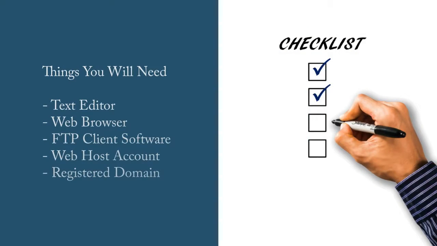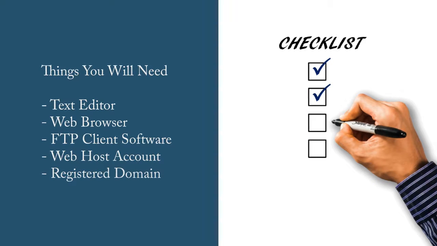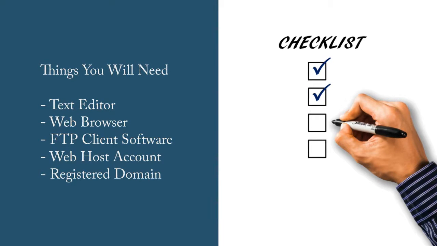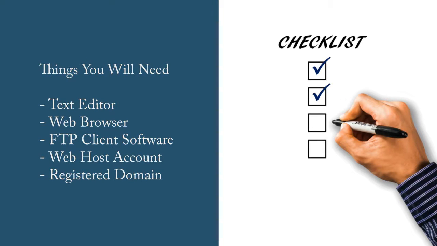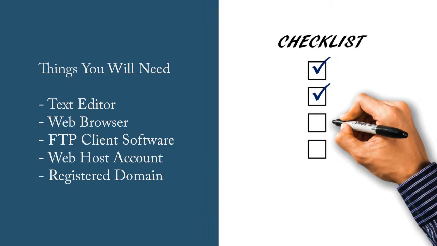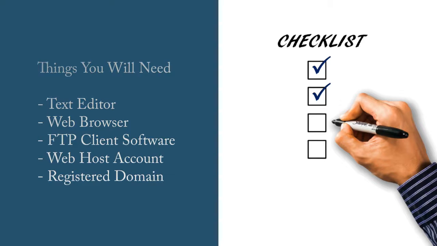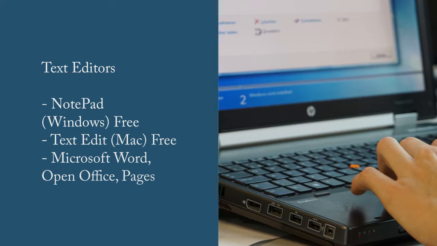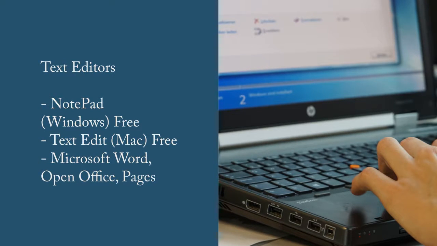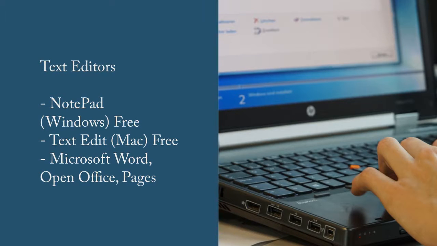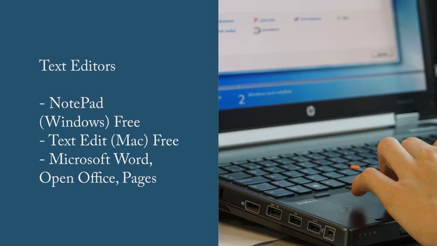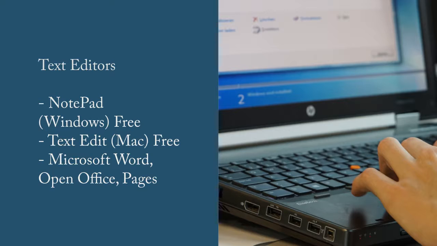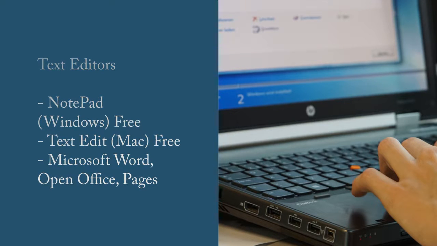The things you will need for your WordPress installation will include a text editor, a web browser, an FTP client, web host account, and a registered domain. For your text editor, you can get Notepad, which is free and works on Windows, or you can get TextEdit, which works on Mac and is also free, or you can use other systems like Microsoft Word, OpenOffice, or Pages.